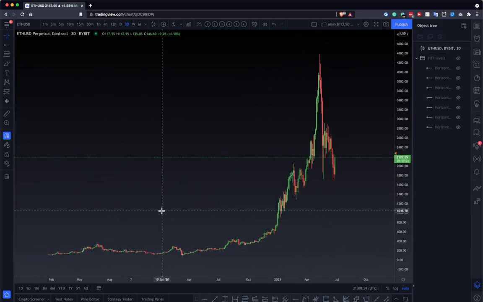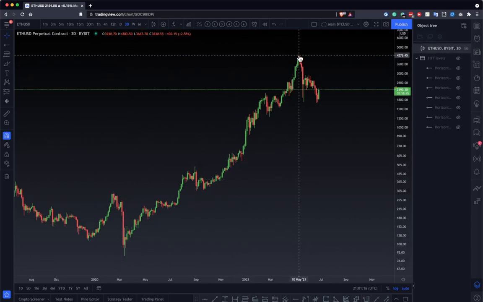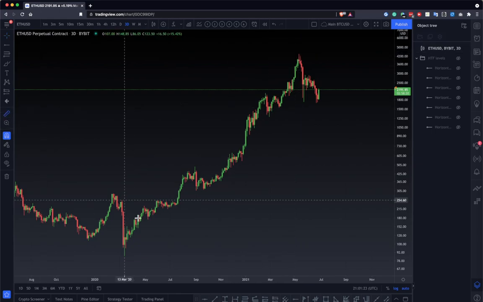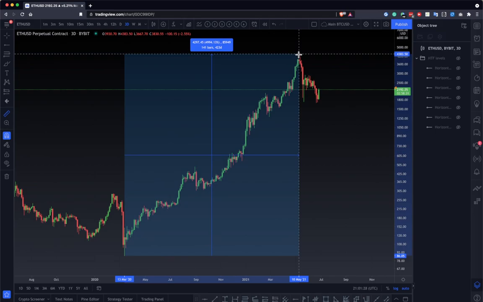So you see, if we go on the log scale, we had this up move from $85 in March on the COVID drop, and then we went up to 4,200 something, 341. So this was a rise of almost 5,000%. Massive, crazy upside move.